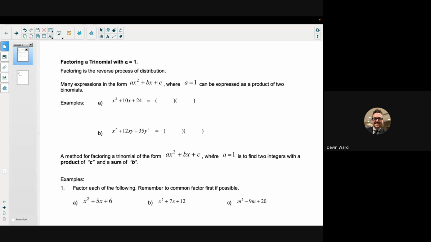Okay, and then if we have two variables, that's okay. We're just going to follow the same process. x times x gives me x squared. x times 7y will be plus 7xy. 5y times x is going to be 5xy.